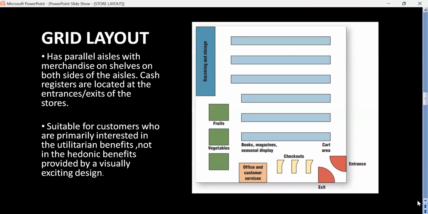You have seen these types of structures in libraries also. You have seen them if you have visited Reliance or Big Bazaar or any departmental store, where the focus is mainly on the utility or the benefit they are seeking, not the hedonic benefits, not the aesthetic part. So this is the grid layout.